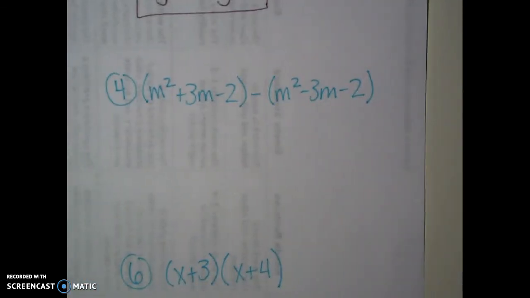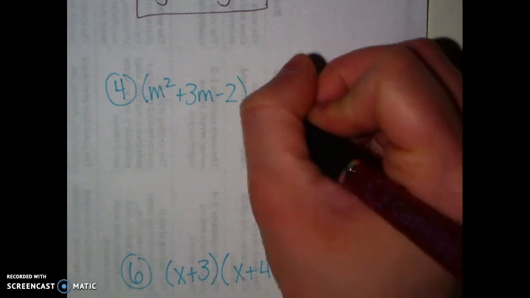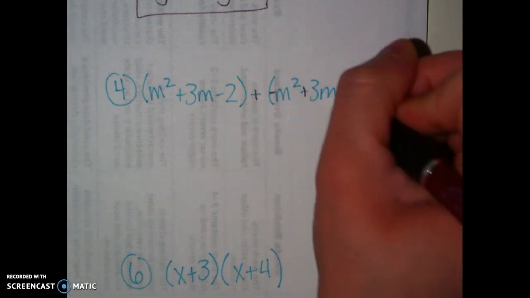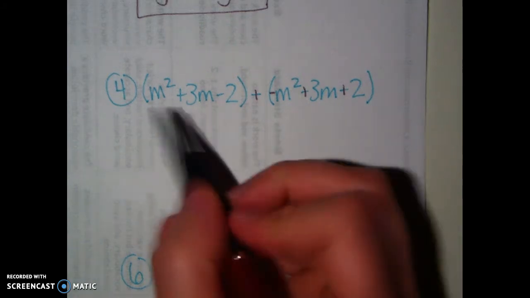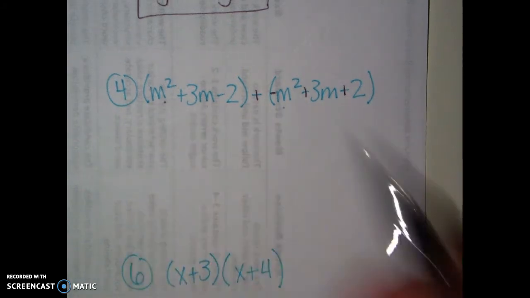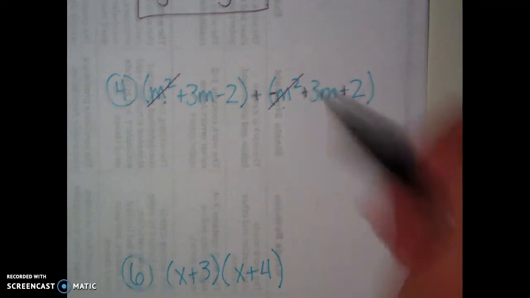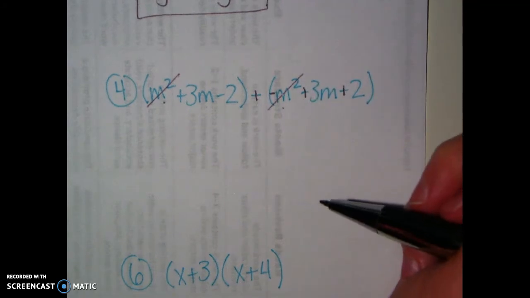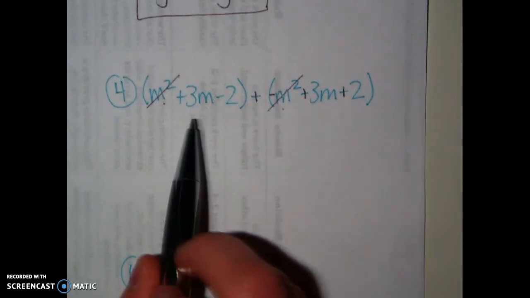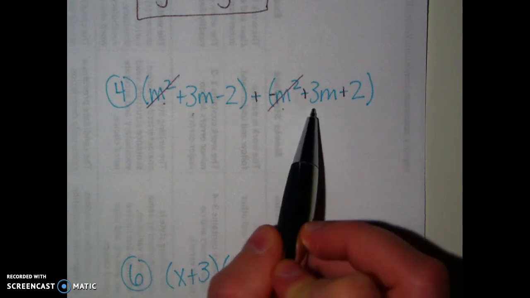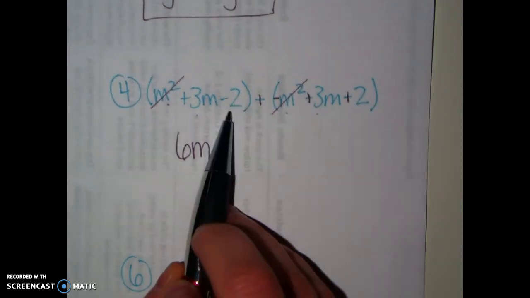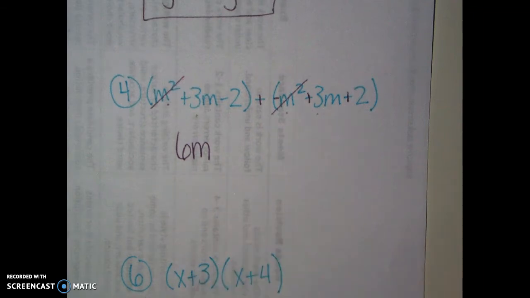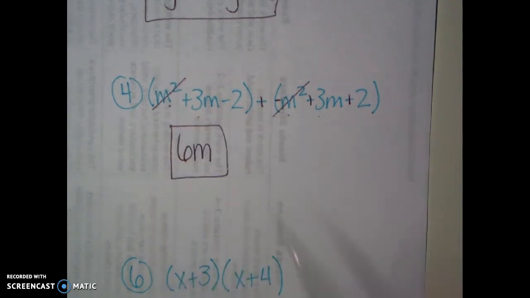Let's go look at this next one. It might help if you put the signs. You can change it to adding and just change all of the signs. That might help me in this case, apparently. M squared minus m squared is 0, so those are gone. You do not need to write 0m squared. It's just gone. For the m's, I have a positive 3m plus 3m. That gives me a 6m. And then I have negative 2 plus 2. That's 0, so I don't need that either. So this one is just 6m.